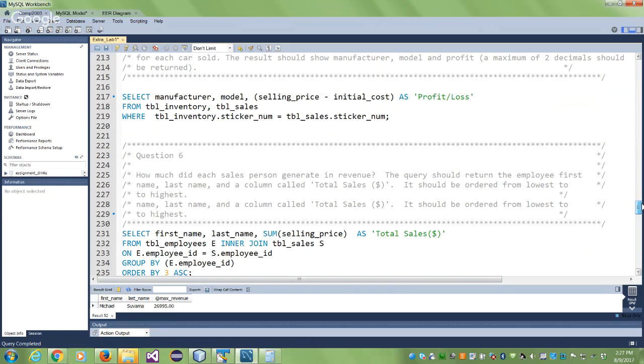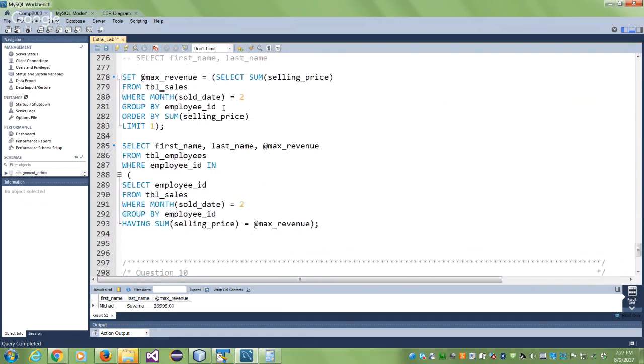Let's double check. We are saying select the sum of the price from this table where, no, there it is. The condition is 2. Group by employee ID. Order by. Can you show the result? Oh, you know what? The problem is here. Oops. The problem is here. Limit 1 descending, not ascending.